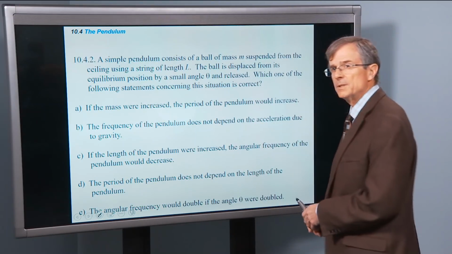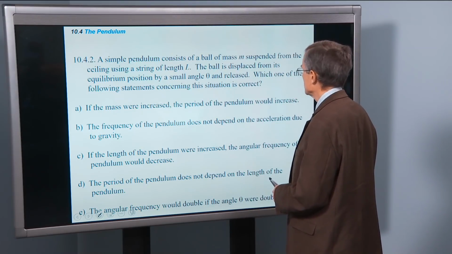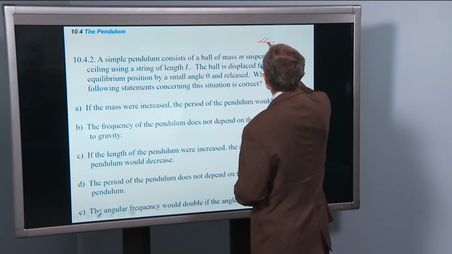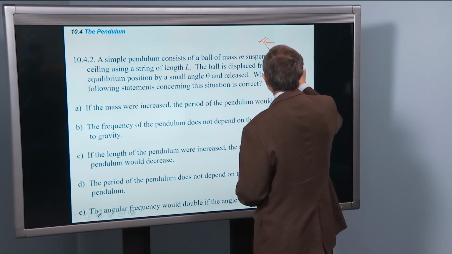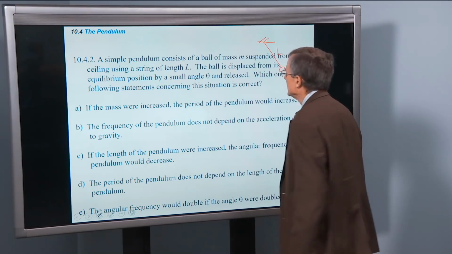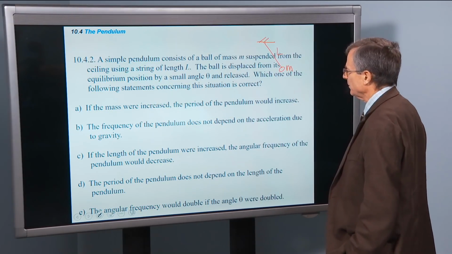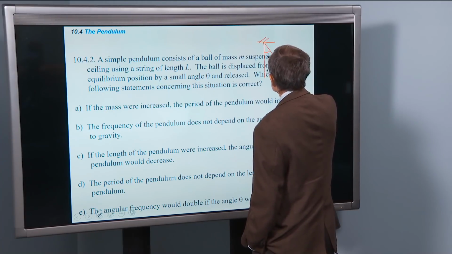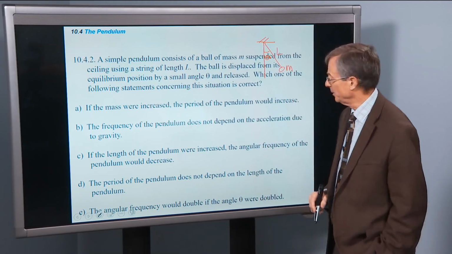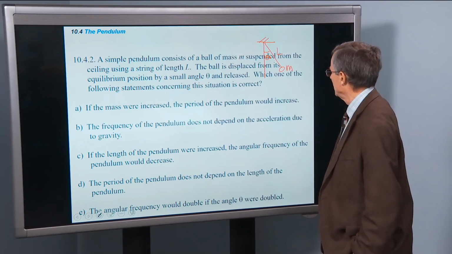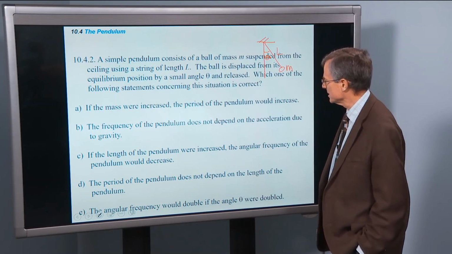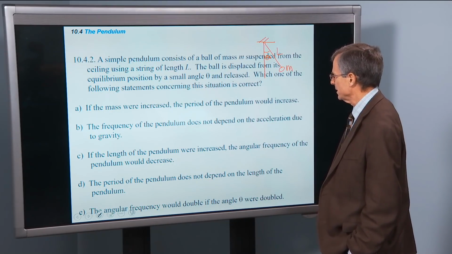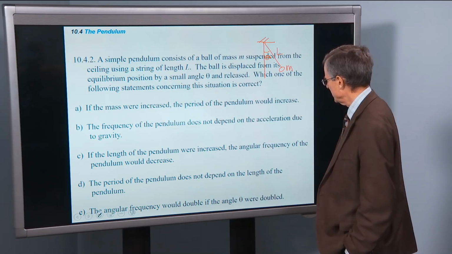A simple pendulum consists of a ball of mass m suspended from the ceiling using a string of length L. The ball is displaced from its equilibrium position by a small angle theta and released. So I actually drew this for a fairly large angle, but you have to imagine it being a smaller angle. Which one of the following statements concerning this situation is correct? If the mass were increased, the period of the pendulum would increase.